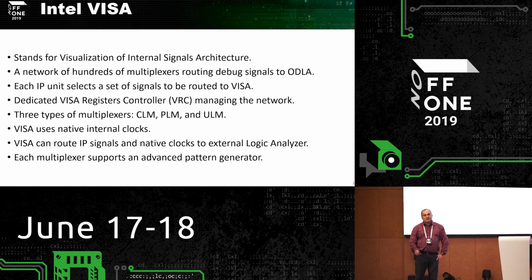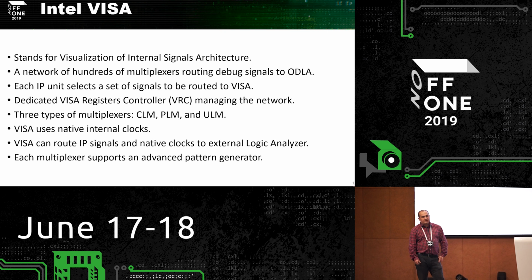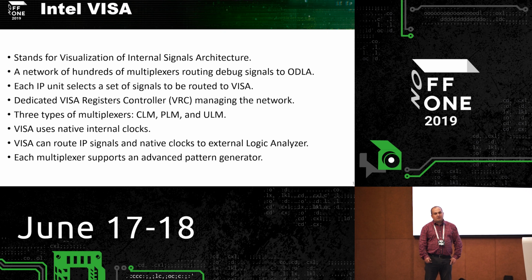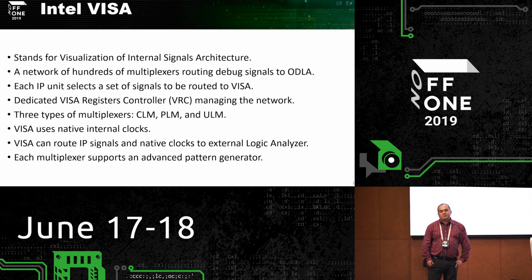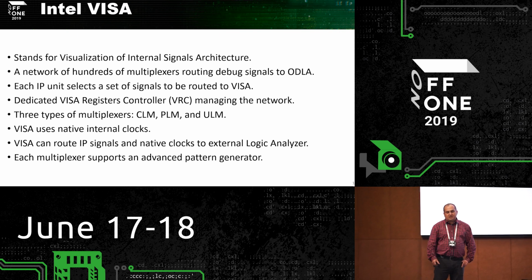Within the Visa, there is a certain sub-device enabling one to manage all of this network. And each multiplexer in Visa can be one of three types: the central level multiplexer, which is the highest level multiplexer, which basically connects with the logical analyzer, and also a lot of interim multiplexers. And for each IP unit, there is also a set of unit-level multiplexers, which get the hardware signals from these units.